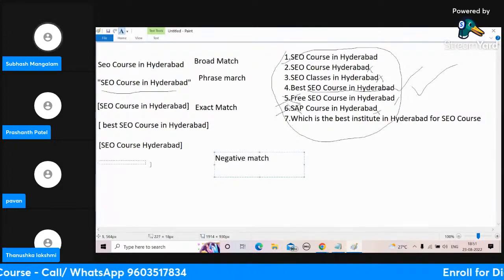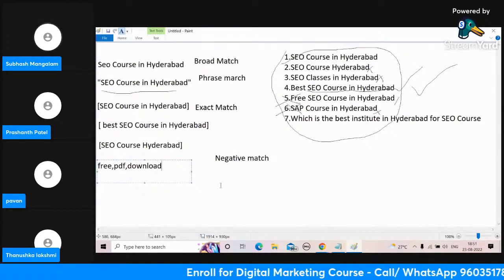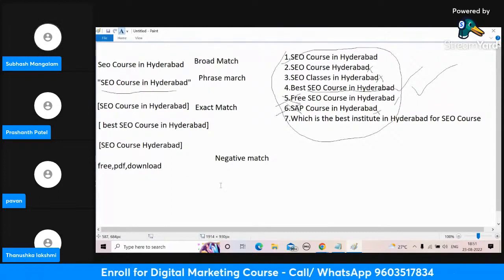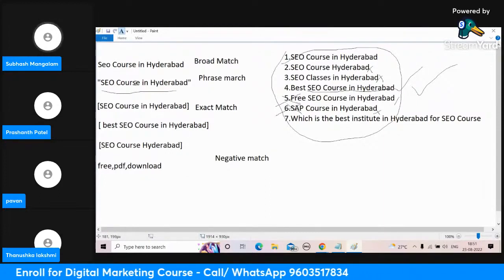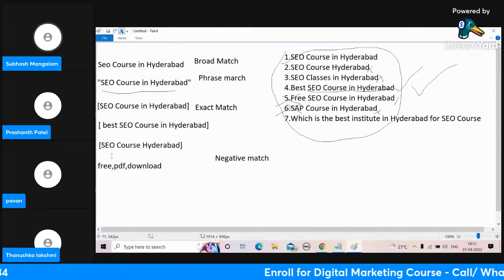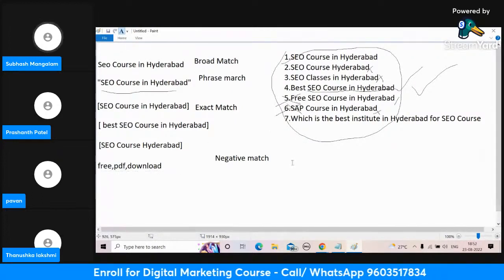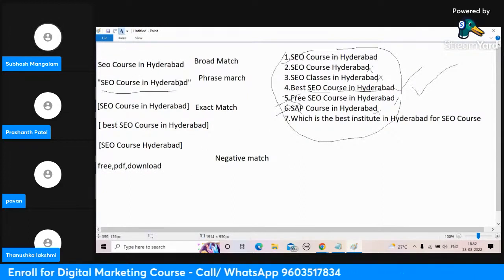Negative match: what are the negative keywords you can add? Like free, PDF, download. Create a list and put it over here. Like you mentioned, SEO codes in Hyderabad, it means customers should type this. You can add anything before and after, but before and after there should not be keywords like free, PDF, download. So this is the safest one. Always phrase match with the negative is a beautiful combination.